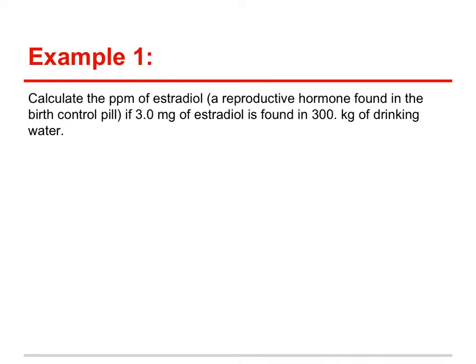Our first example then asks us to calculate the ppm of estradiol, a reproductive hormone found in the birth control pill, if 3.0 milligrams of estradiol is found in 300 kilograms of drinking water. First, we need to convert so that we've got the same units, because right now we've got milligrams and kilograms. So the easiest thing to do is to convert both to grams, and that will make our calculation easier.